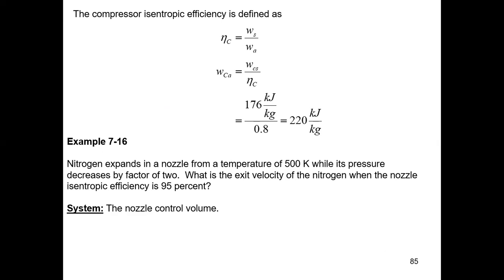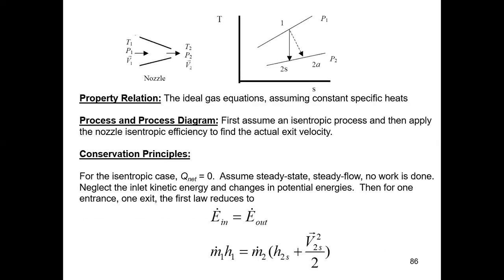So this is nitrogen expands in a nozzle from a temperature of 500 Kelvin while its pressure decreases by a factor of 2. What is the exit velocity of nitrogen when the nozzle isentropic efficiency is 95%? Nozzle control volume, property relation, we need ideal gas equation assuming specific heat, and process diagram. First assume an isentropic process and then apply the nozzle isentropic efficiency to find the actual exit velocity.